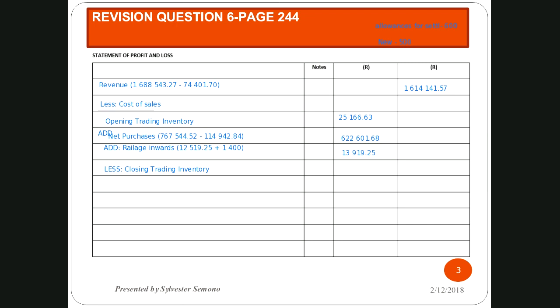Okay, so the last thing that we do for calculating cost of sales, guys, is to less the closing inventory. So now we just have to take the opening plus net purchases plus railage inwards less closing inventory. The amount that we're going to get is going to be called cost of sales. Please find that cost of sales for me. And I'm going to write it in line with the cost of sales here.